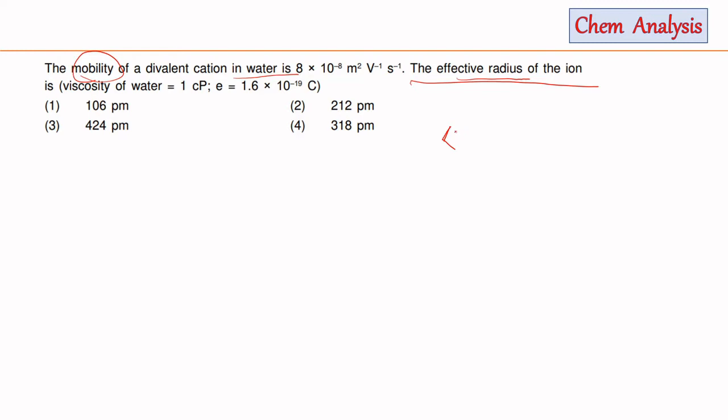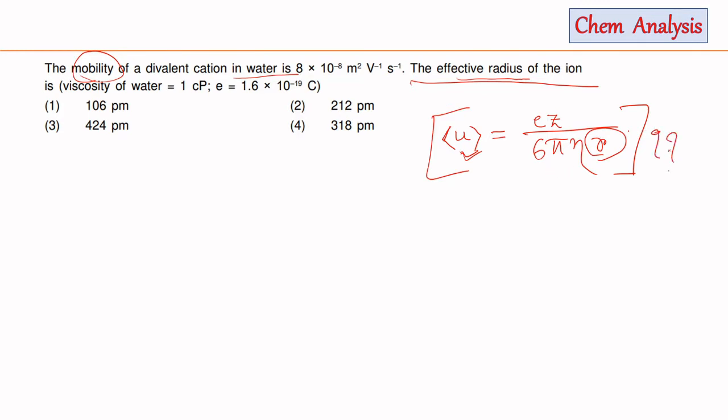if the mobility is denoted as U, then it is related to the effective radius of the cation or ion, like this. This is the relation, and here U is the mobility of the divalent cation and R is the effective radius. Now you can think about how this relation comes. So let me discuss briefly how we can reach this equation.